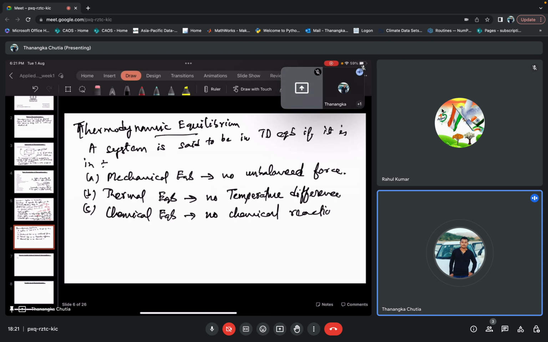So what it means is that if any system A is in thermodynamic equilibrium with another system B, this means that it is in mechanical equilibrium with system B. That means there is no unbalanced force acting between them. And if it is in thermal equilibrium, the temperature of system A is also the same as the temperature of system B. And it is in chemical equilibrium, that means there is no chemical gradient like diffusion or whatever chemical reaction taking place between them.